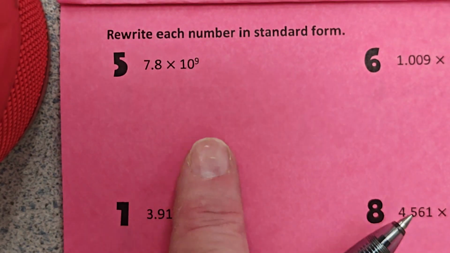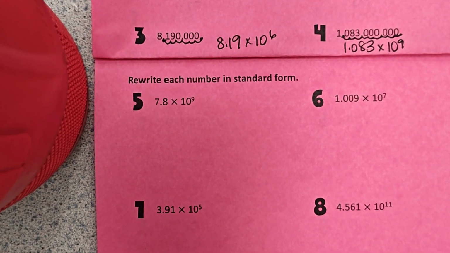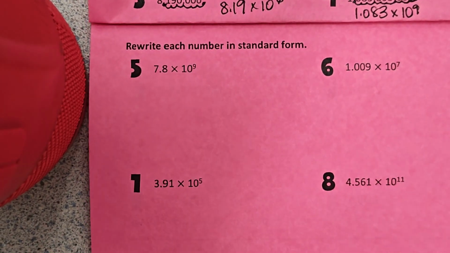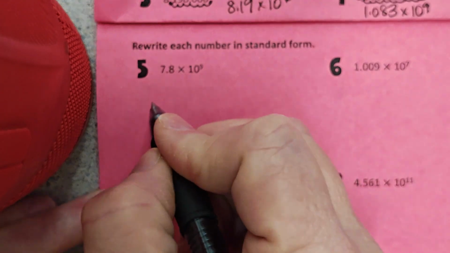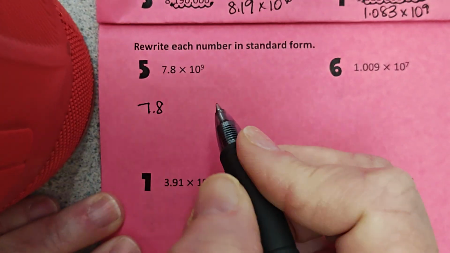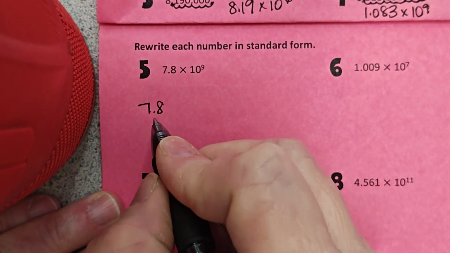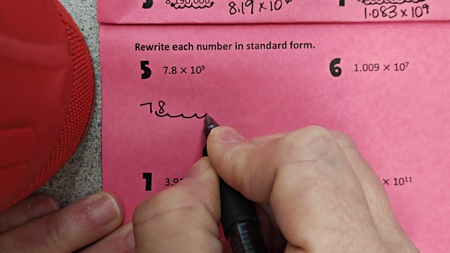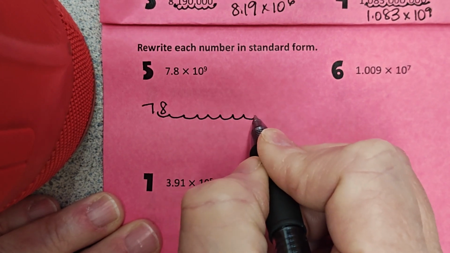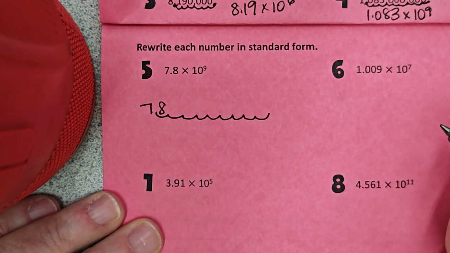Now we're doing the opposite. We have numbers that are in scientific notation, and we want to write them in standard form. I'm going to zoom out just a little bit here. We want to write these in standard form. So right here, I'm going to write the number 7.8, and then we need to move the decimal 9 times. So I'm going to move it 1, 2, 3, 4, 5, 6, 7, 8, 9. Okay, so the new decimal will be there or at the end.